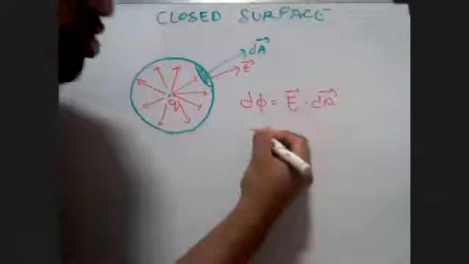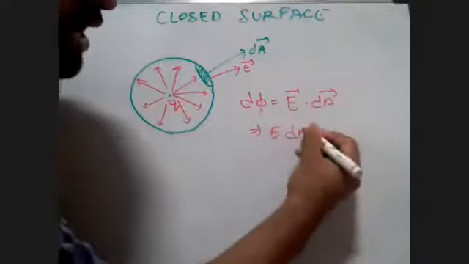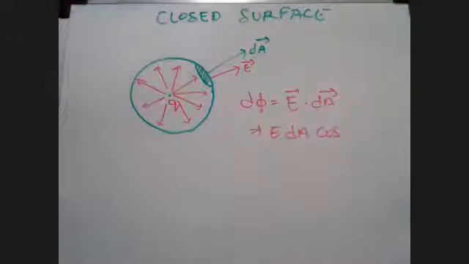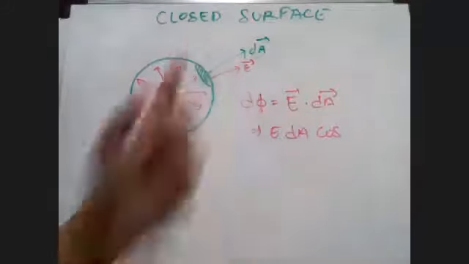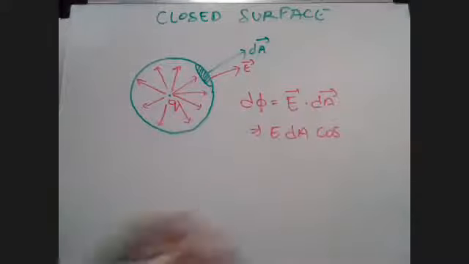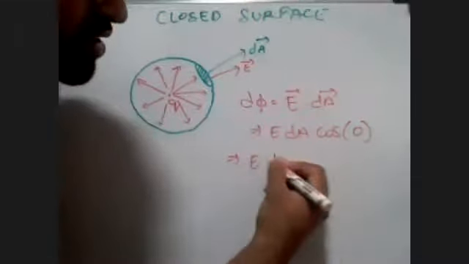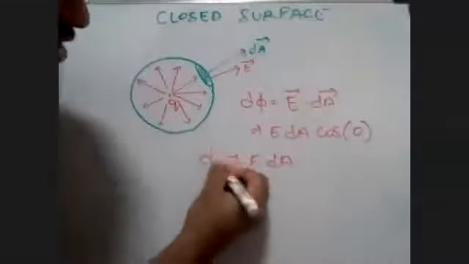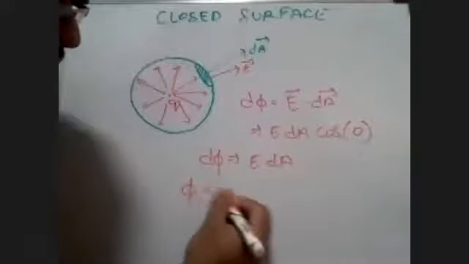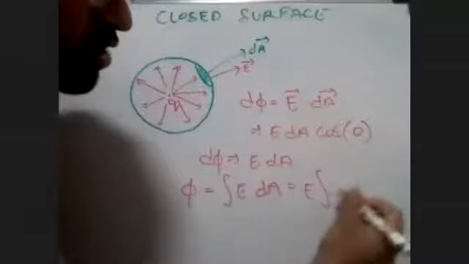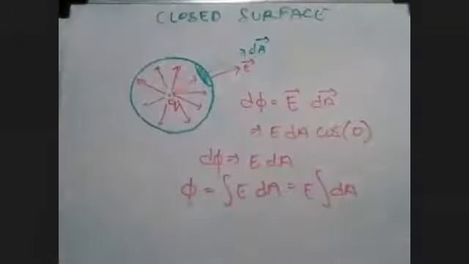If I open it up, it becomes E dA cos what? Can you tell me the angle between the electric field lines and the area vector? 0 degree. So cos 0 degree, which gives E dA. Now this was d phi, so what is phi? Integration of E dA, which is E times the integration of dA. From where to where? Tell me the limits.